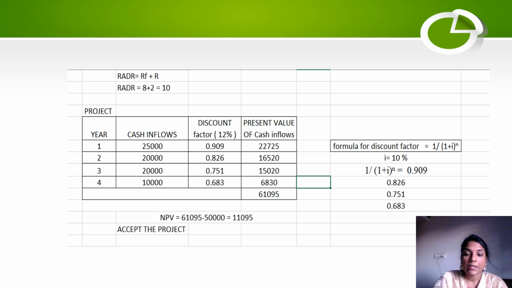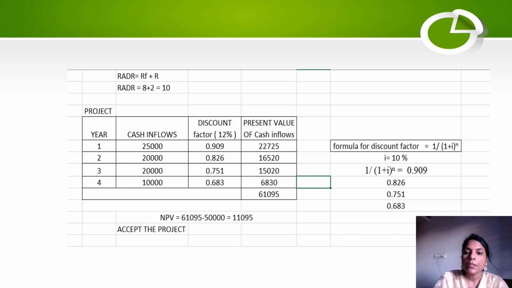In this, as it is the RADR approach, we will be looking into the investment through the RADR approach. So we will be calculating both the risk-free rate of return plus the risky return. Here the discount factor we will be taking is 12%. Now this is the formula for the discounting factor.